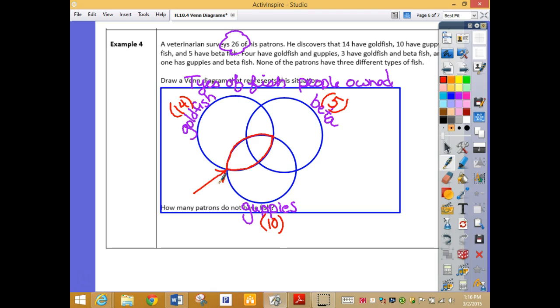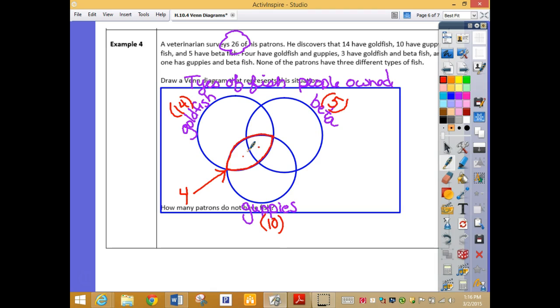4 have goldfish and guppies. So we know that that total is going to have to equal 4 when we add this one and this one together. So we really can't put a 4 in there because maybe it's 2 and 2. Maybe it's 1 and 3. We don't know yet. But we do know that you have to add those two together and get 4. Let's go to the next one. Maybe that'll help us a little bit better.